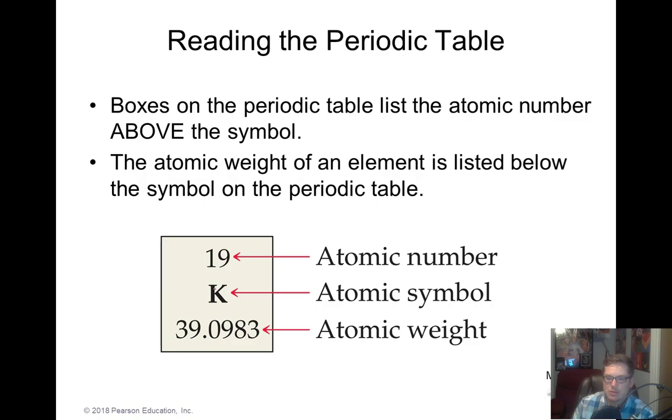Let's talk about these boxes real quick. The middle symbol tells us the atomic symbol. The top number is the atomic number, again the number of protons. And then the atomic weight, and that's the average. This is what we just calculated in the previous work.